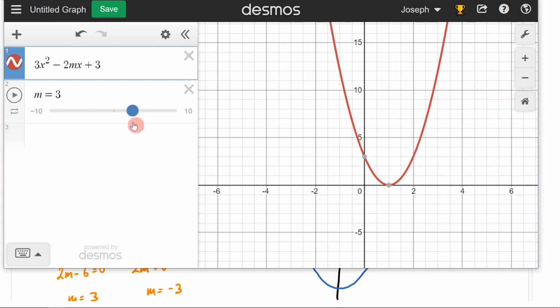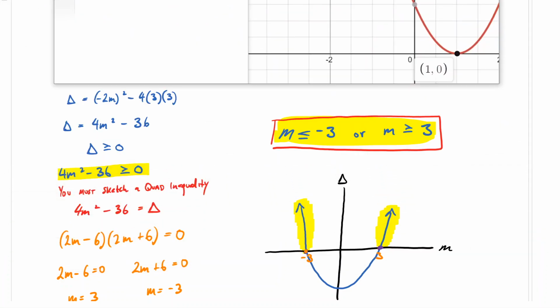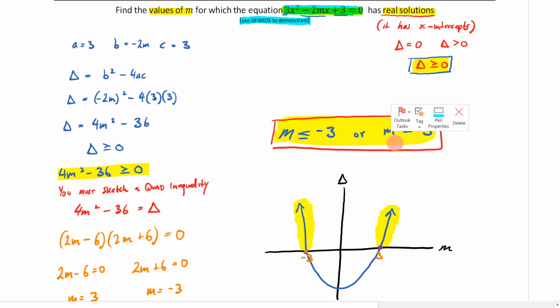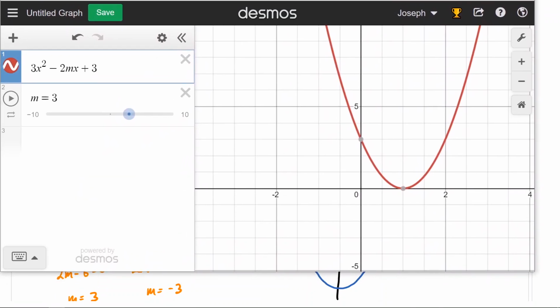What if I bring it down slowly, slowly, slowly? Do you see what happens when m is equal to 3? When m is equal to 3, I have 1 x-intercept. And that's exactly what we saw over here. So if we look at our answer again, when m is greater than or equal to 3, this thing is going to have real solutions. So even when it's equal to 3, it's going to have 1 solution there, just as we see on this.